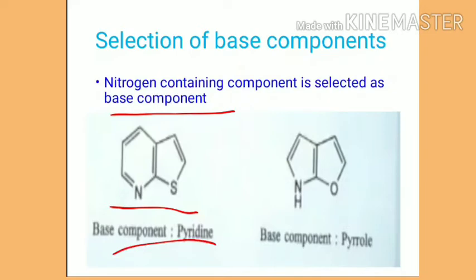And here one ring contains a nitrogen atom and the other ring contains an oxygen atom. So the nitrogen ring will be given priority and the base component is pyrrole and furan is the attached component. So here in both the examples size doesn't matter. The size of the ring doesn't matter if a nitrogen containing ring or component is present.